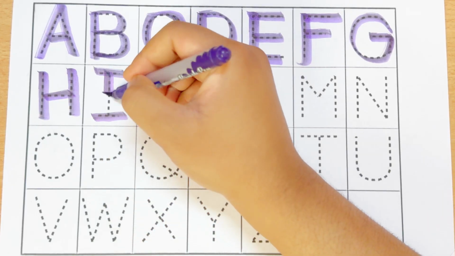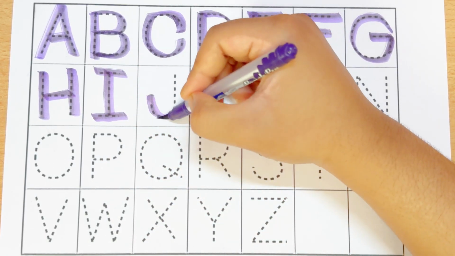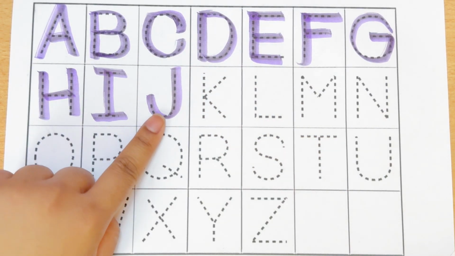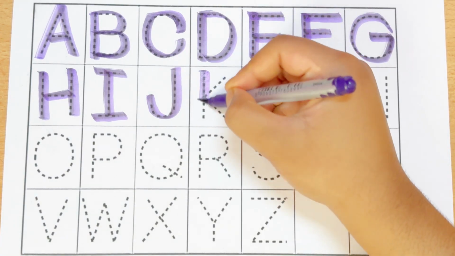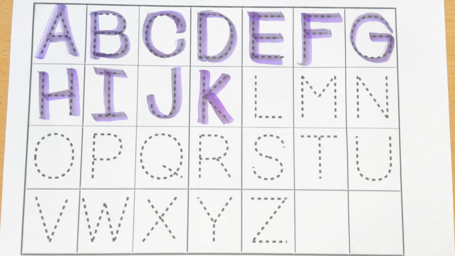I for ice cube. I for ice. J. J for juice. J for junior. K. K for kiwi. K for kangaroo.